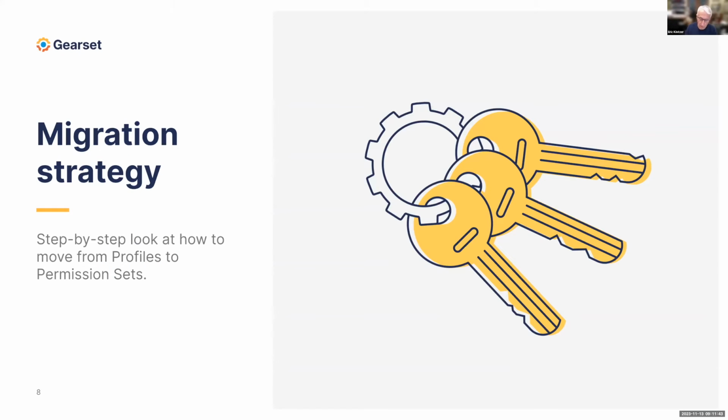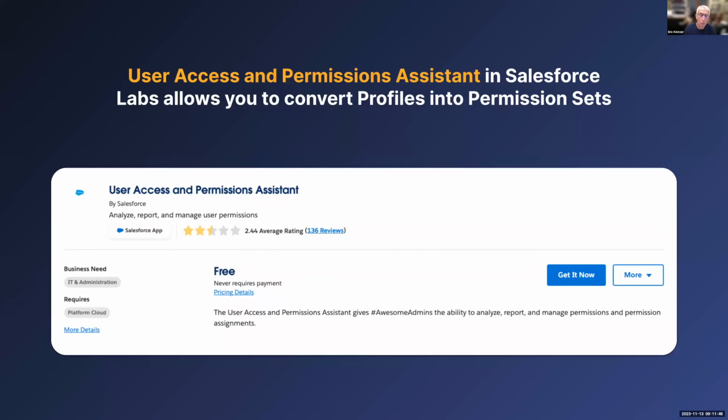Okay, what's a migration strategy? Well, a simple-minded migration strategy is to use the AppExchange product called the User Access and Permissions Assistant, which basically converts a profile to a permission set. It's a blunt instrument. I can imagine it being used if you don't have time or you don't care that much or you're in a panic, but it's definitely not an architected approach to going forward. It just gets you out of one hole and puts you in another set of tech debt.